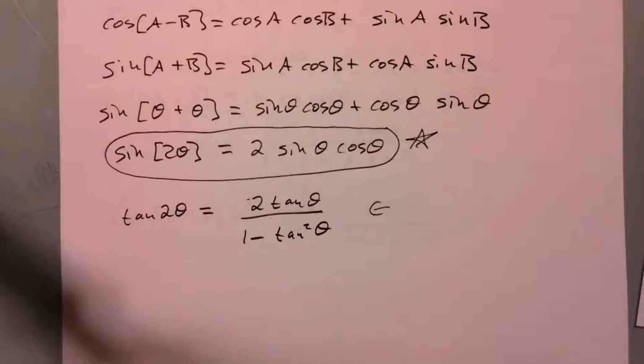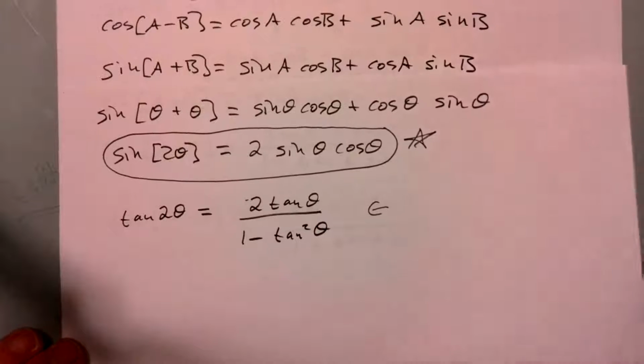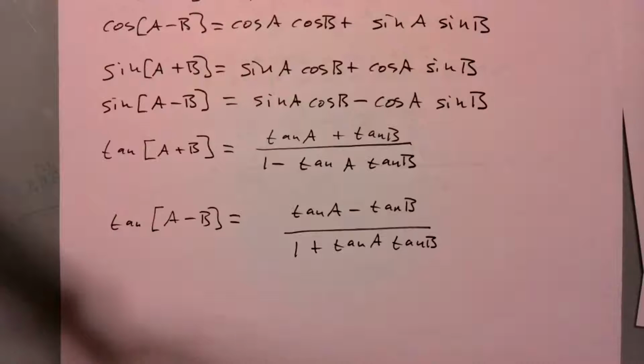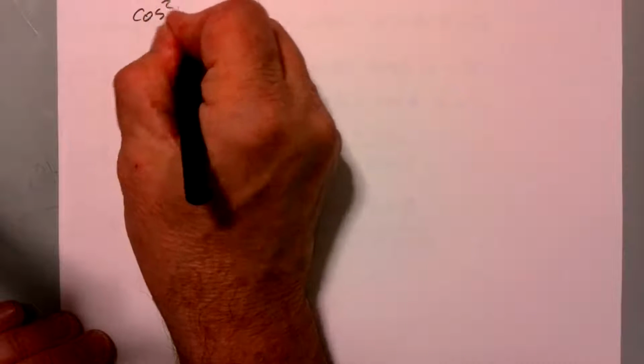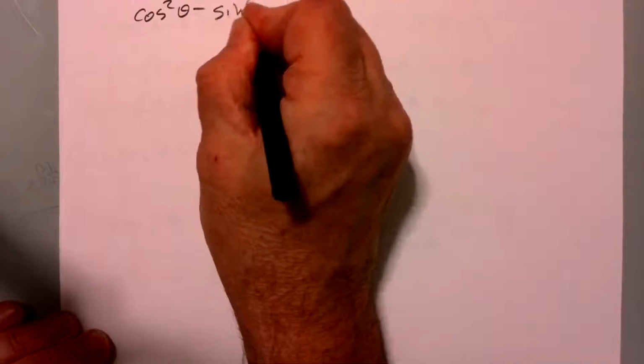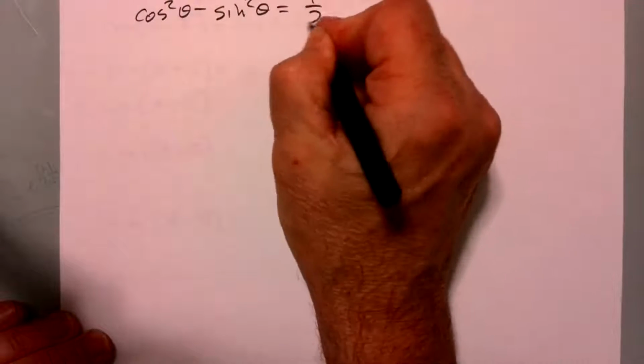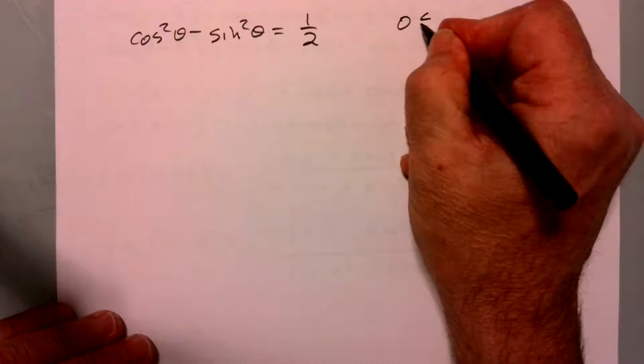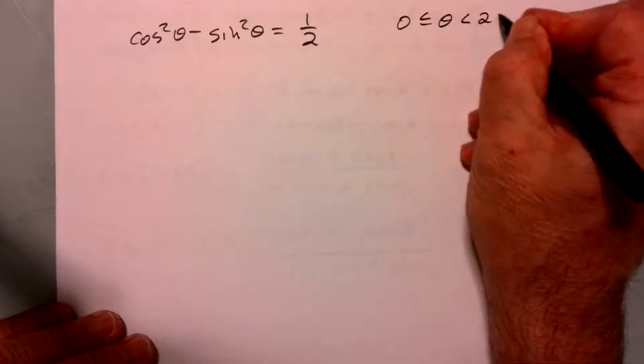So let's just take a quick look at a trig equation maybe that we could use this strategy to help us with. So what if I have the following? What if I say cos squared theta minus sine squared theta equals 1/2. And our goal is to find all answers such that 0 is less than or equal to theta is less than 2 pi. So that's what we're interested in here.